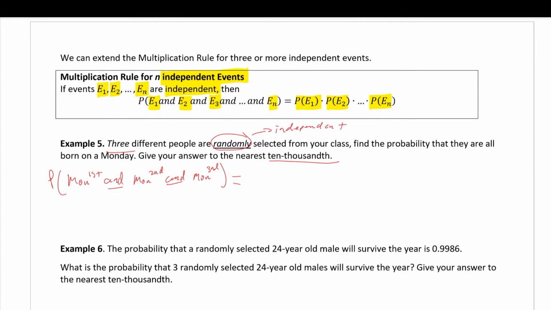All right, so we can just use the multiplication rule of n independent events that we just found out about. So the probability that the first person is born on Monday times the second on a Monday times the third on a Monday. And there's only 7 days in the week, so this is a 1 in 7 chance for all of them, which is 1 in 343. They did specifically ask us to round. If you punch this into the calculator, you get something like 0.0029.